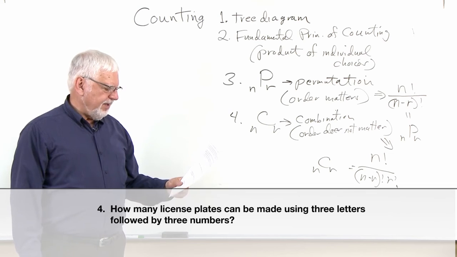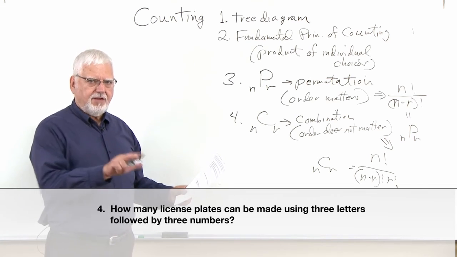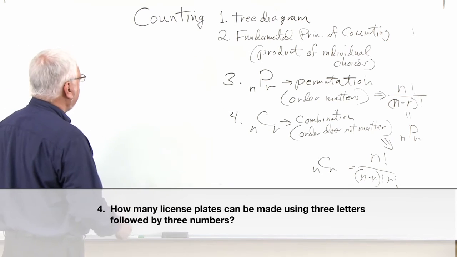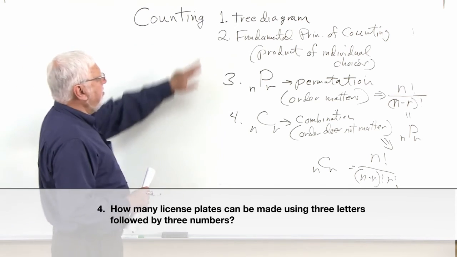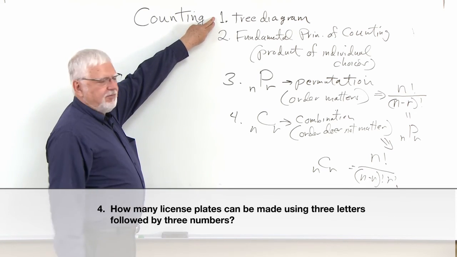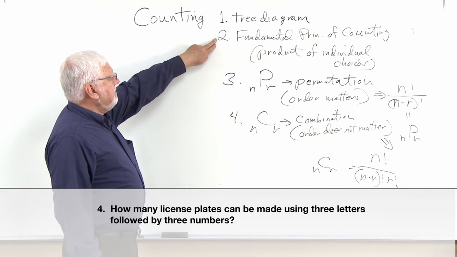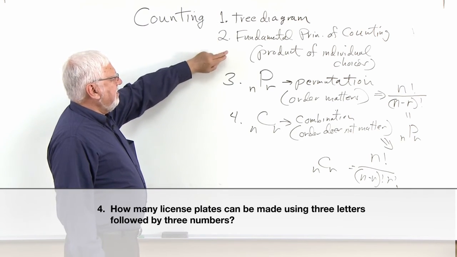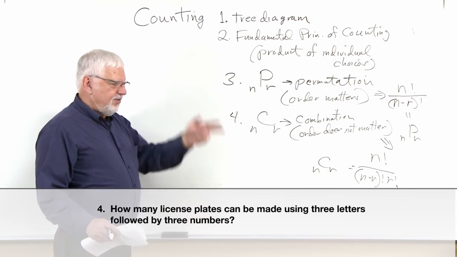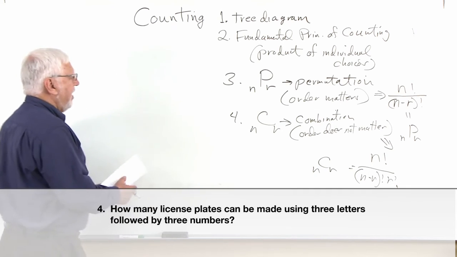How many license plates can be made using 3 letters followed by 3 numbers? 3 letters, 3 numbers. How many license plates could be made there? 3 letters. Which way are you going to use? A tree diagram? Well, it doesn't seem like we're picking that way. A fundamental principle of counting? Maybe. It's a product of individual choices. If you had to make license plates, could you pick and make individual choices? I think you could. So let's try that way.